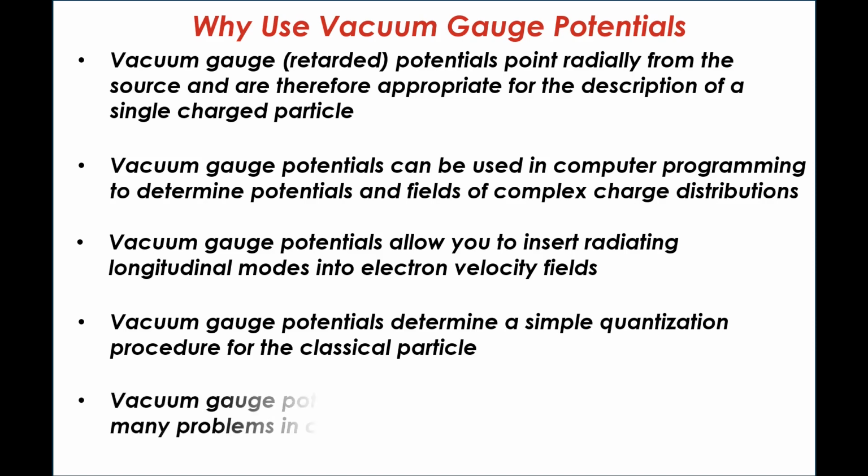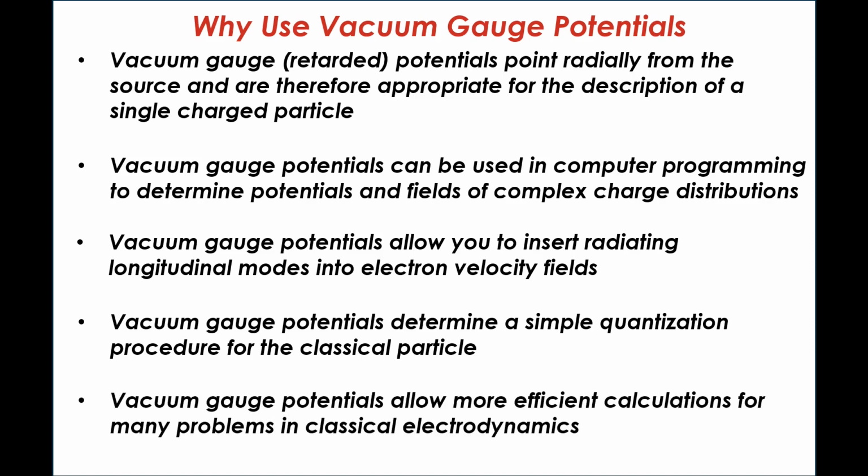Finally, vacuum gauge potentials allow more efficient calculations for many problems in classical electrodynamics. For example, suppose you are writing a book on multipole radiation fields. Vacuum gauge electrodynamics lets you work directly with the acceleration fields without ever having to address the velocity fields. To close our video, let's calculate electric dipole radiation fields of a single electron using vacuum gauge potentials.